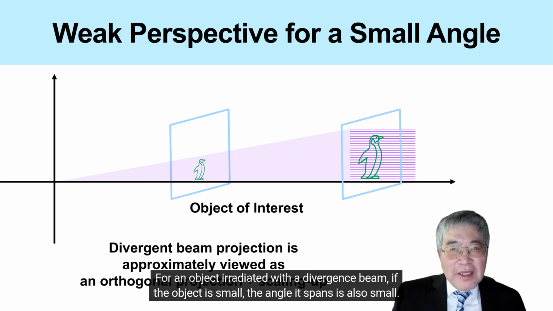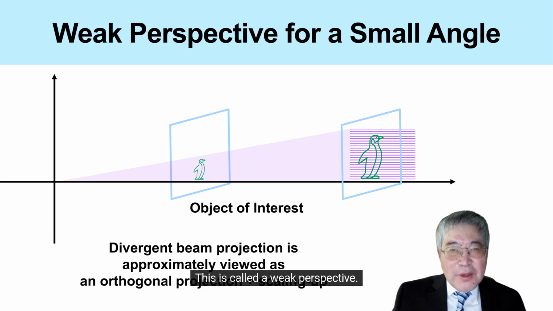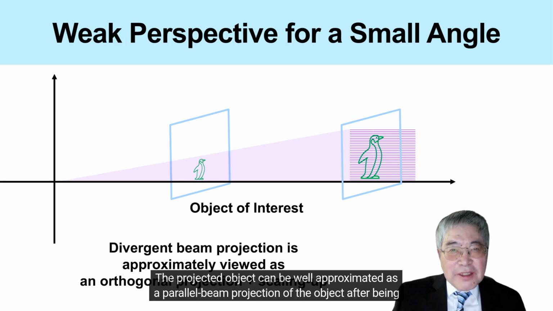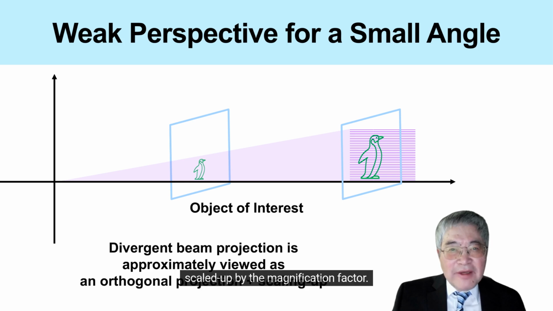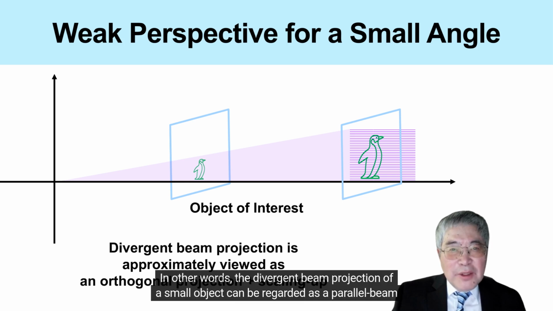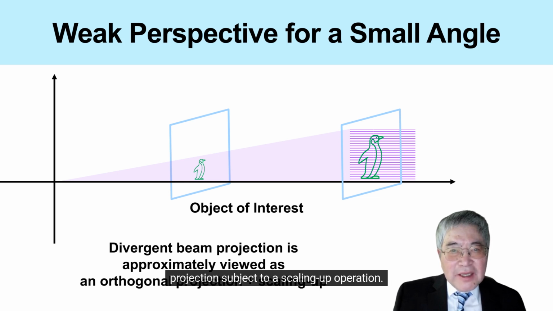For an object irradiated with a divergent beam, if the object is small, the angle it spans is also small. This is called a weak perspective. The projected object can be well approximated as a parallel beam projection of the object after being scaled up by the magnification factor. In other words, the divergent beam projection of a small object can be regarded as a parallel beam projection subject to a scaling up operation.